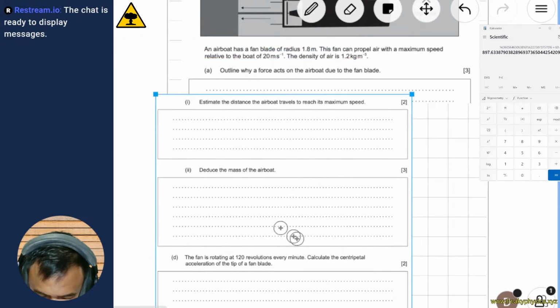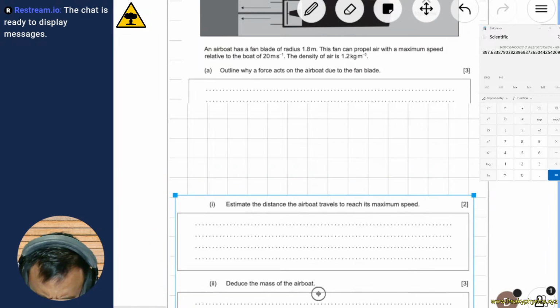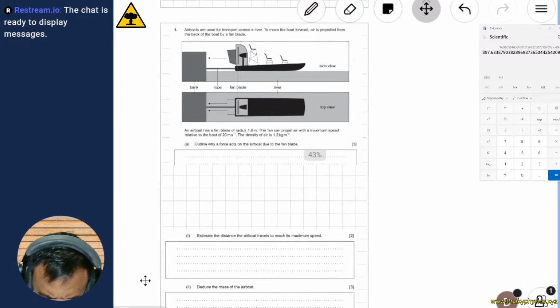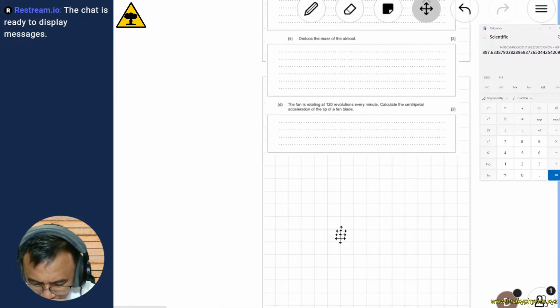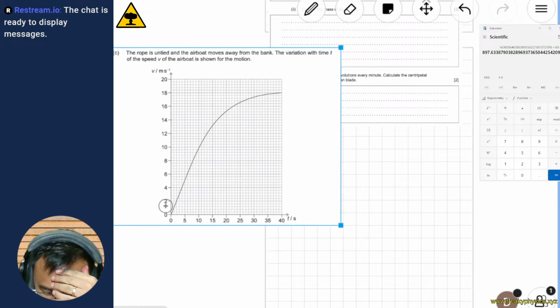I'll put the last screenshot in and then we'll answer. For the first one, I said that it's because of the normal reaction force, but I'm not sure what I have to include in the answer to get the marks. It's 3 marks.